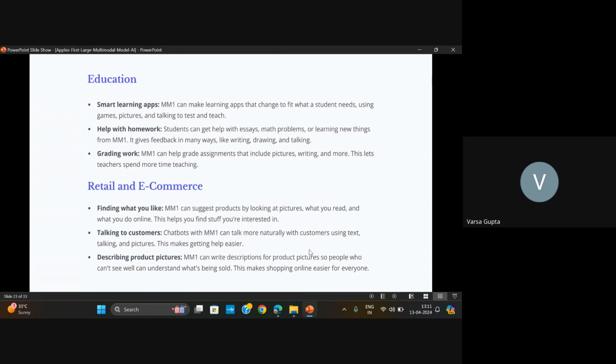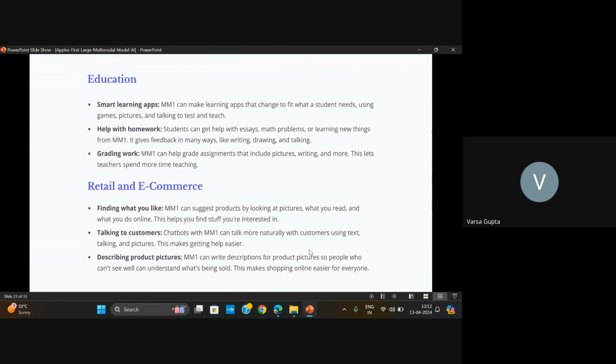Also helping with homework. We know that since ChatGPT was released, we students have got a lot of advantages out of it. Like we can make a report of our project in a very short time. It helps to save time. So in this regard also, it can help with writing and drawing purposes like this, and also grading work. So MM1 can help grade assignments that include pictures, writing, and more. So this will help the teacher to save time.